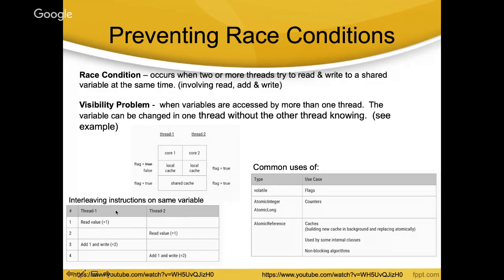Because Java is in control of how these things get run, they can actually cause interleaving instructions. And so a race condition is when these two threads are working on the same variable, but one is grabbing it at a different point and processing different instructions on it at a different time. And as a result, you wind up having it not updated properly. And that's basically it.